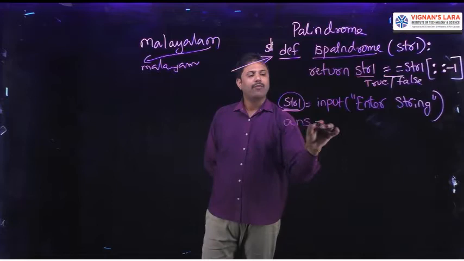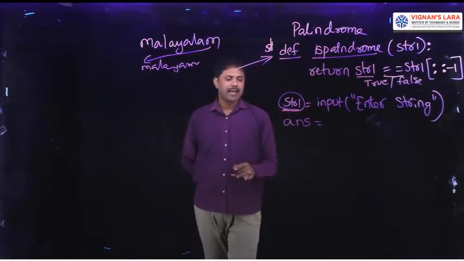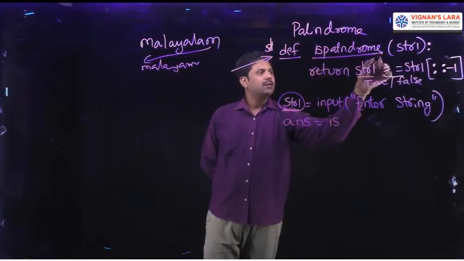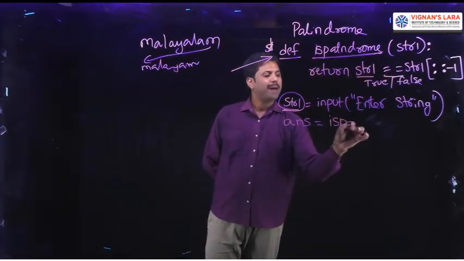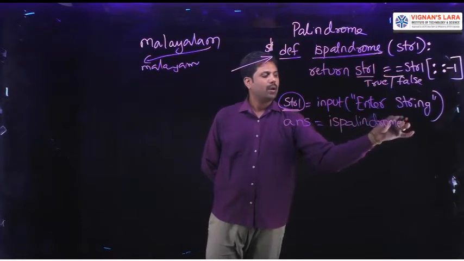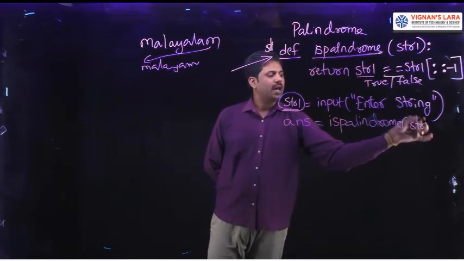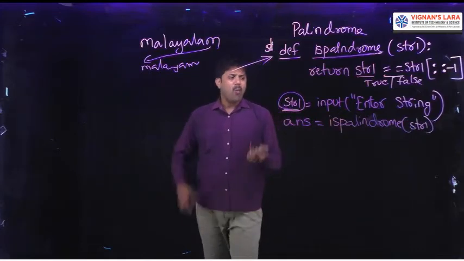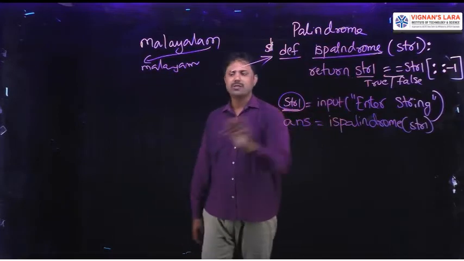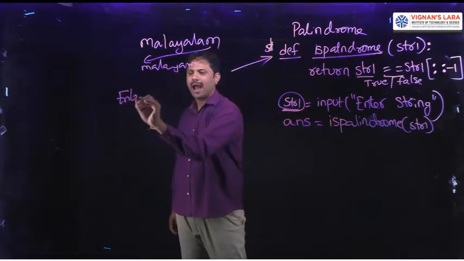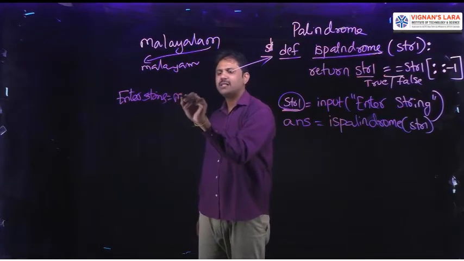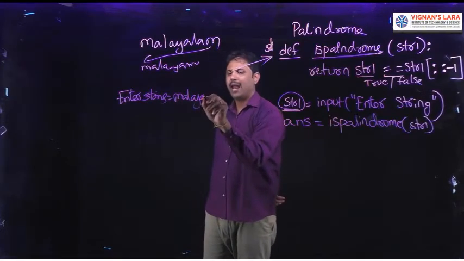I'm taking one more variable, ans, for the answer. I'm writing the function name is_palindrome and I'm going to pass str1 here. What does it return? For example, if I execute this code, it asks to enter a string. My string is Malayalam.